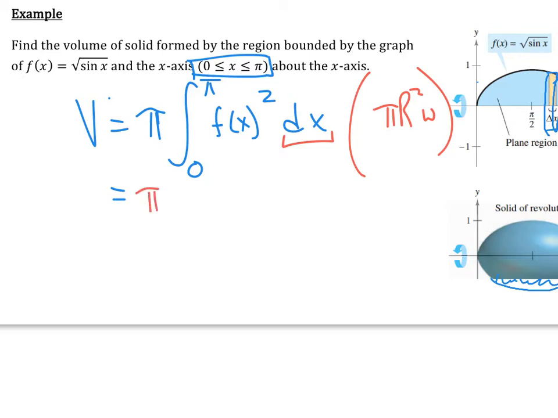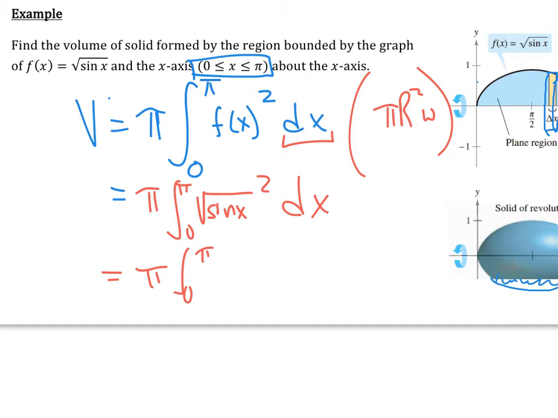So we can say this is pi times the integral from 0 to pi of f of x. F of x is the square root of sine x, squared, dx. And isn't that nice? These squares cancel out, that is. And so this is just sine x dx. And we know that the integral of sine is negative cosine. And we're going to evaluate that from 0 to pi.